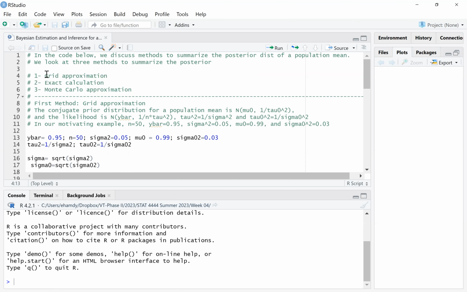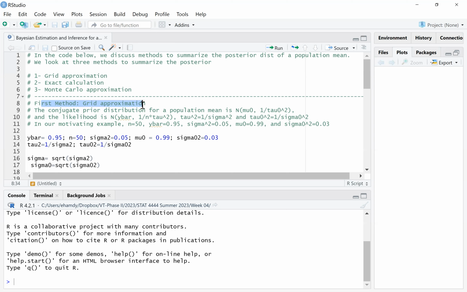Or you can do the grid approximation: you select some possible values for the population mean, and then evaluate the likelihood at these values, evaluate the prior at these values, and multiply the prior by the likelihood. You get something proportional to the posterior probabilities, and then you change them to probabilities by taking the sum and dividing by the sum, and so on. Then you get the posterior probabilities, and you use the values and the posterior probabilities to do whatever you want, like calculate the posterior mean, posterior mode, posterior standard deviation, and so on. So let me go over these.